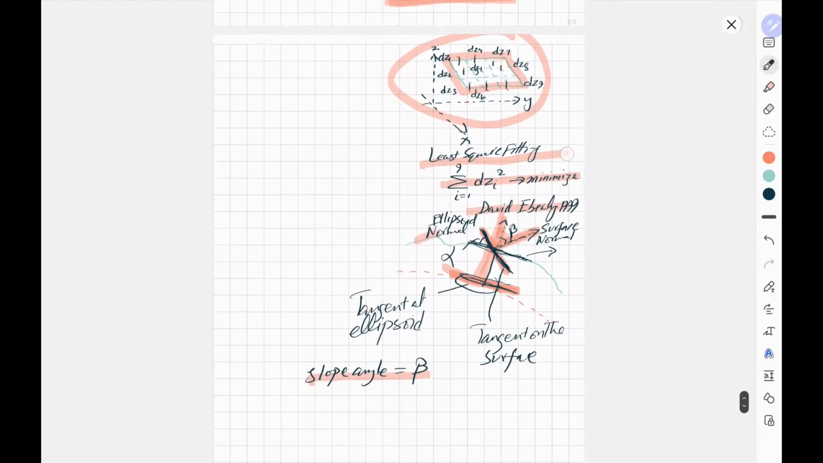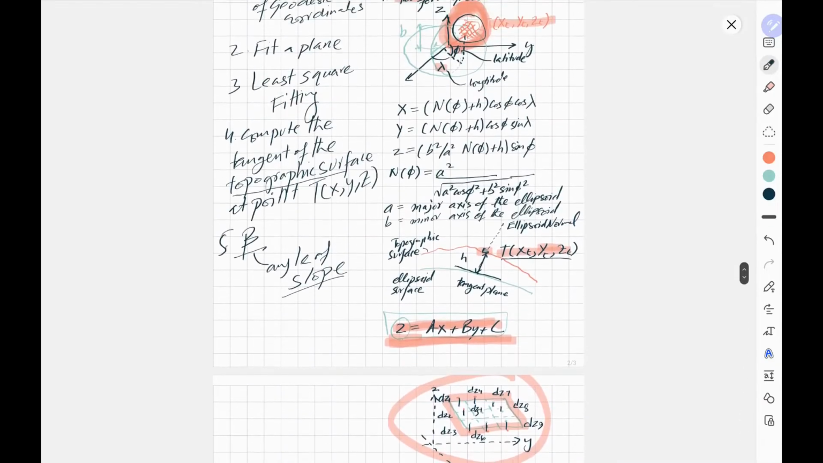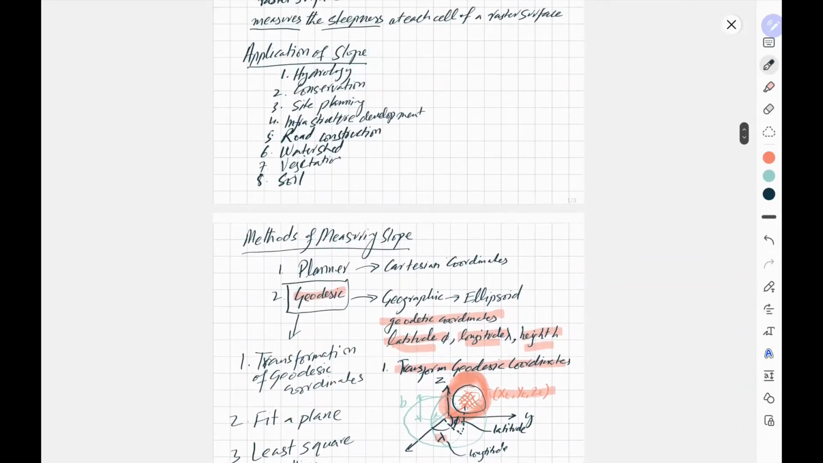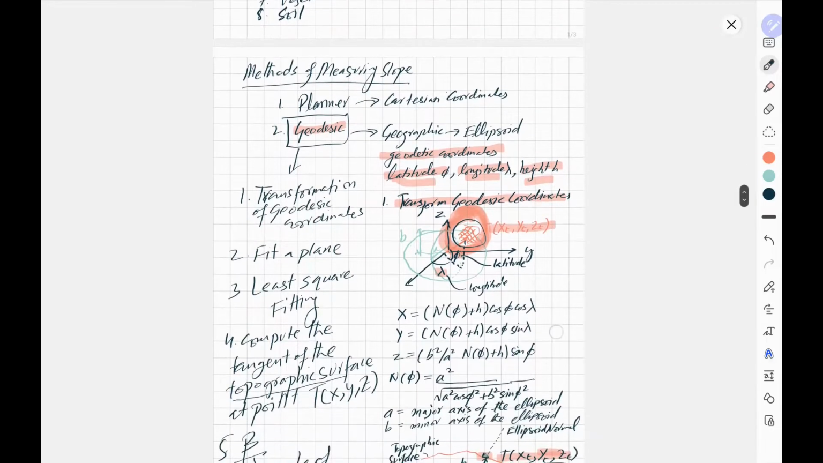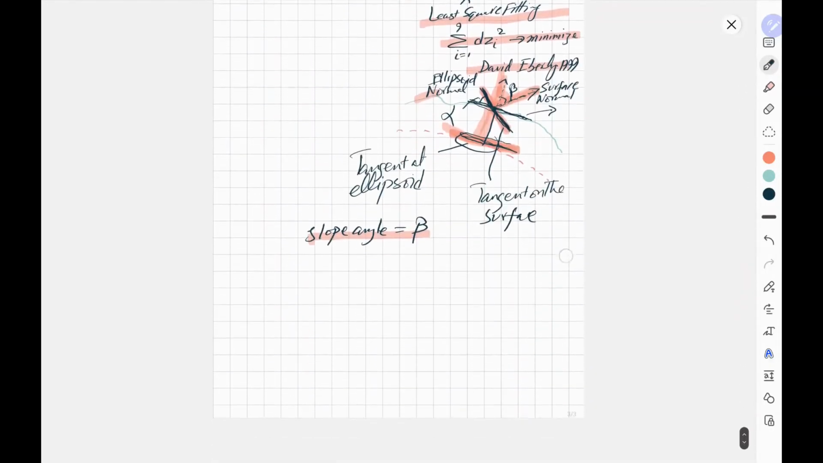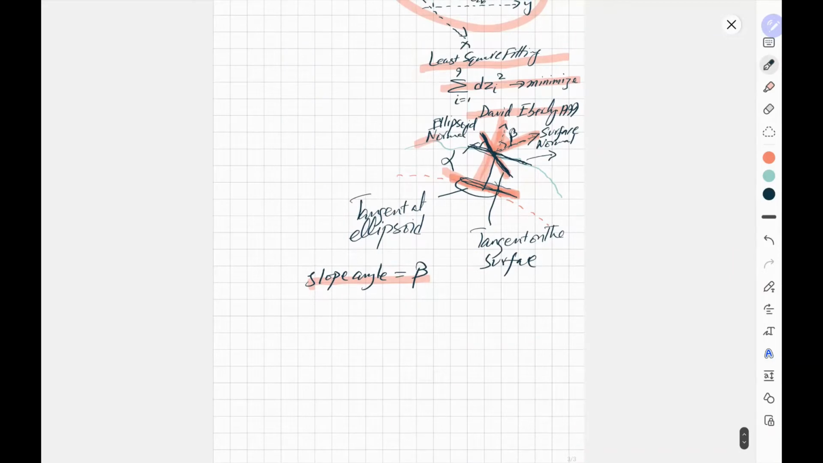Okay, so this is one method of finding slope. We have another method, and the second method is also known as the planar method. In this method we use Cartesian coordinates.